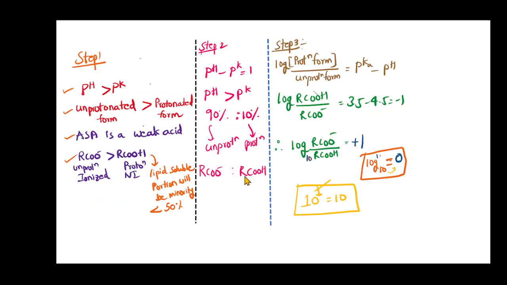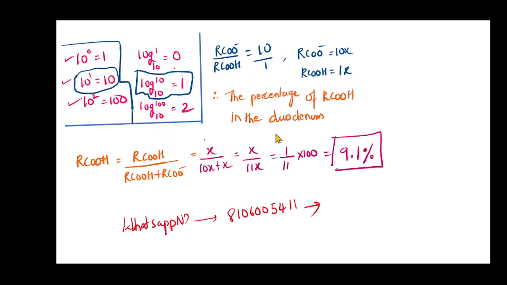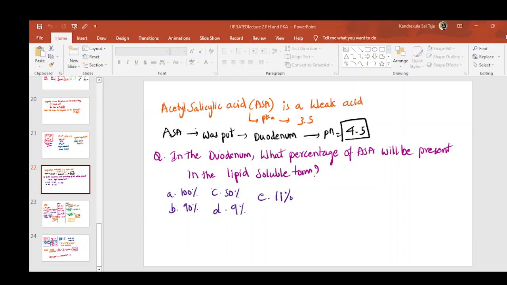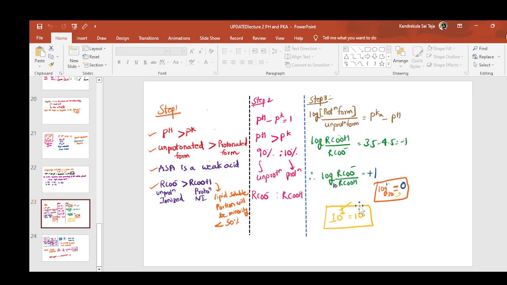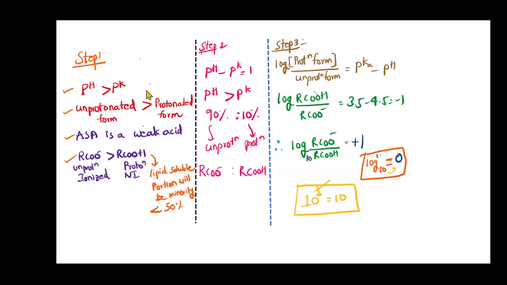Okay, let's find out. See how to find this answer. Let's understand step by step. In step 1, we have to see whether pH is greater than pKa or pKa is less than pH. Here pH is greater than pKa, so the unprotonated form would be more.